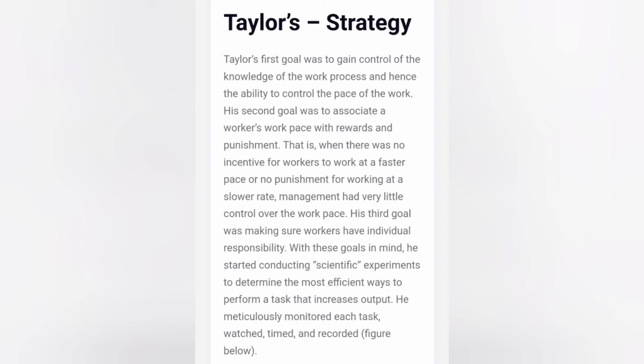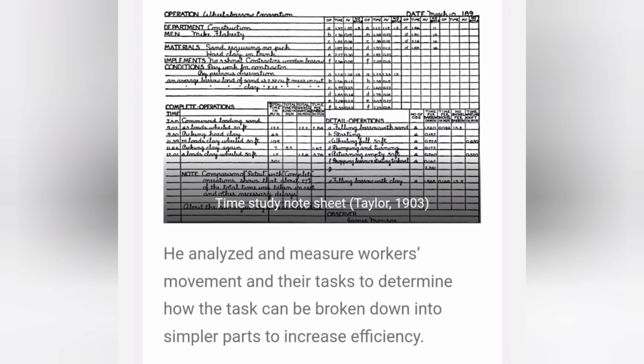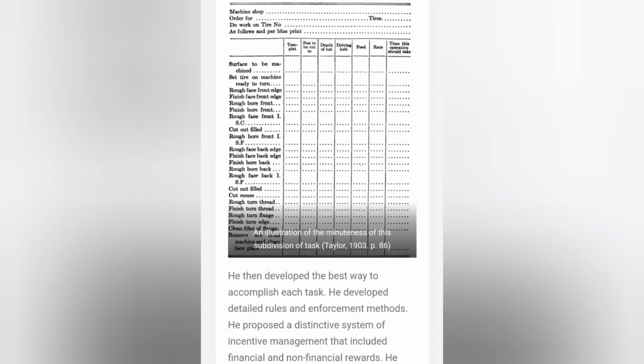Taylor's strategy: the first goal is to gain control of the knowledge of work and the ability to work, and to control the pace of work. Second is work and reward. Workers will not get the reward uniformly; based on their skill and performance, they will get a reward. Third, workers will have individual responsibility to work and to increase the output. After that, he included financial and non-financial rewards.